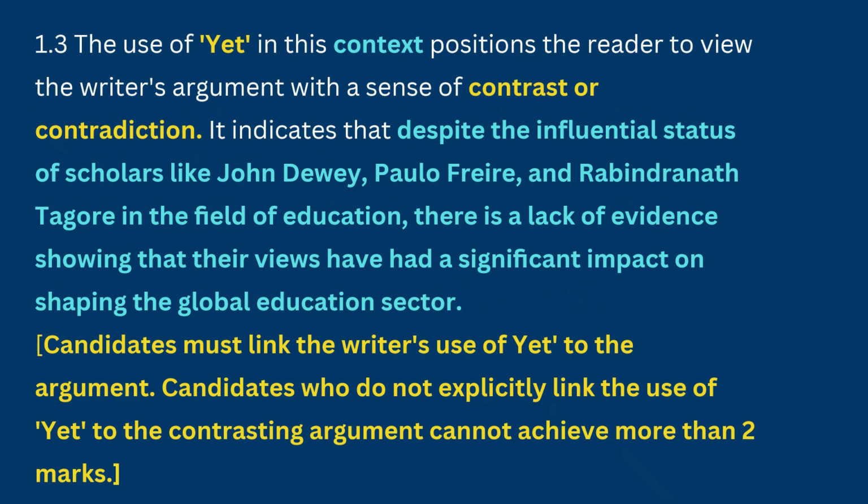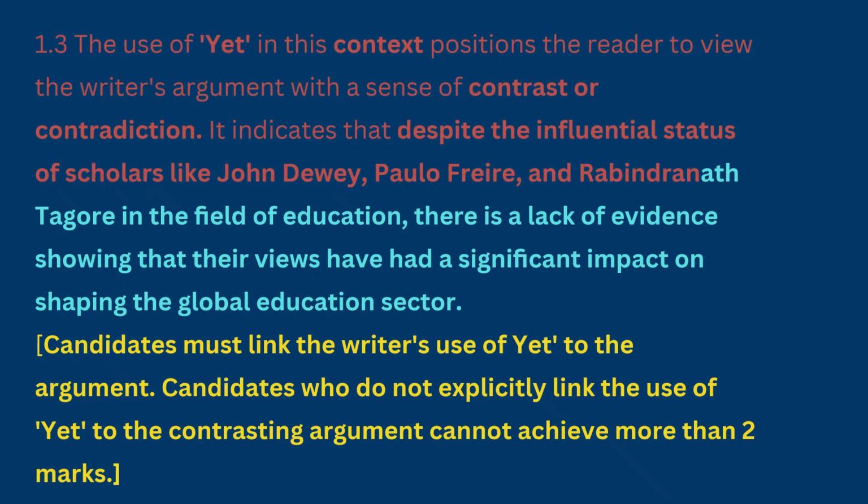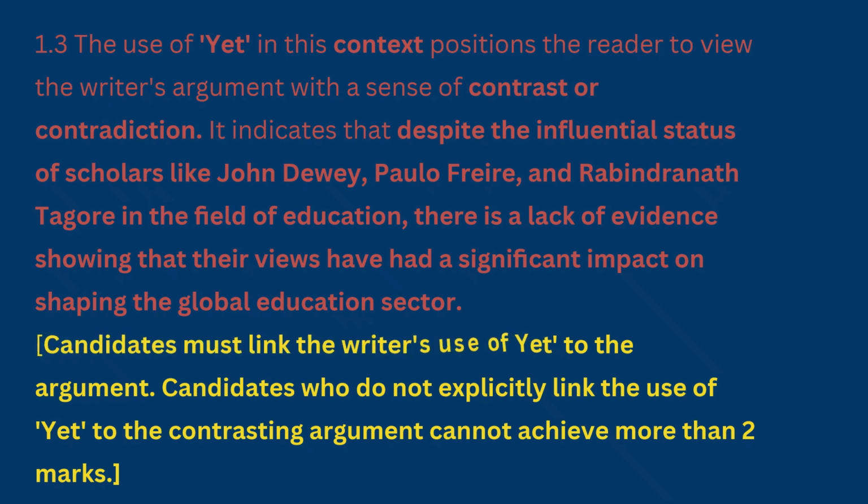Looking at the memo then, the use of yet in this context positions the reader to view the writer's argument with a sense of contrast or contradiction. It indicates that despite the influential status of scholars like Dewey, Freire and Tagore in the field of education, there is a lack of evidence showing that their views have had a significant impact on shaping the global education sector. Candidates must link the writer's use of yet to the argument. Candidates who do not explicitly link the use of yet to the contrasting argument cannot achieve more than 2 marks. So it's important to understand the marking guidelines.